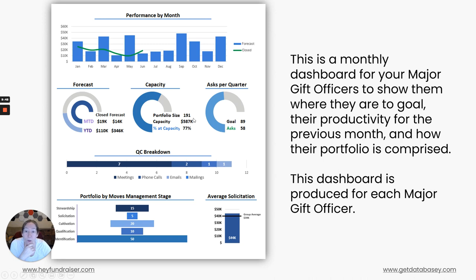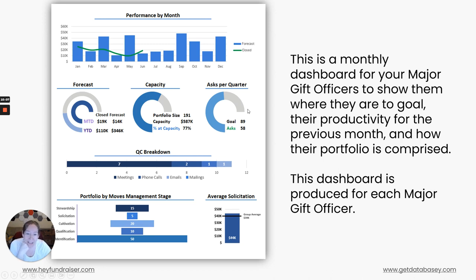What is Susie's portfolio size? Which, by the way, for the record, this is way too big. But what's the capacity of her portfolio and how many people in the portfolio are actually giving it capacity? This right here, worth the price of admission.